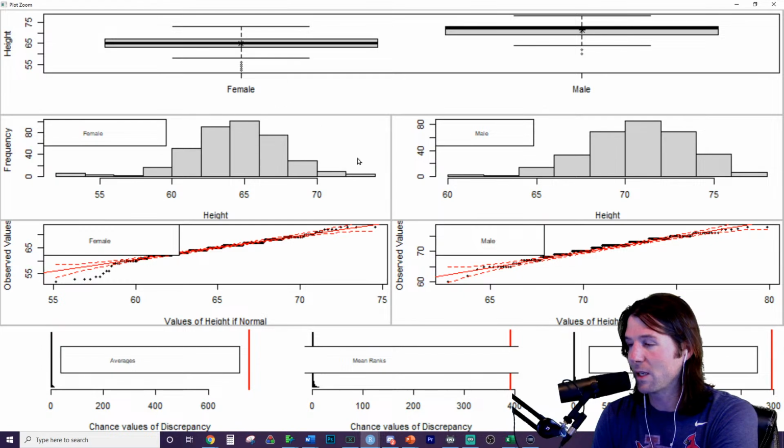Don't look at the histogram. Don't look at the box plot. We're going to go with the medians. Great job right there, Dylan. We're going to go with the medians.